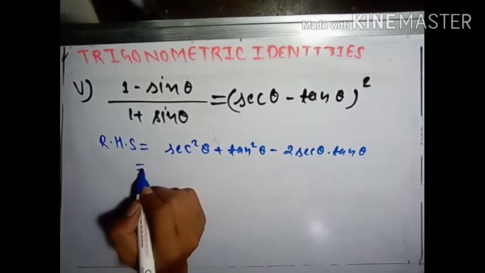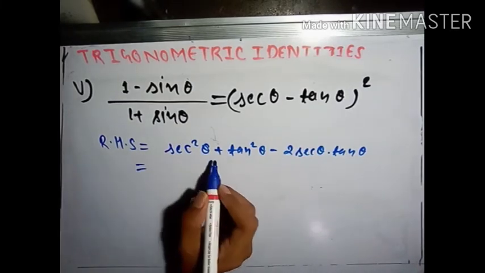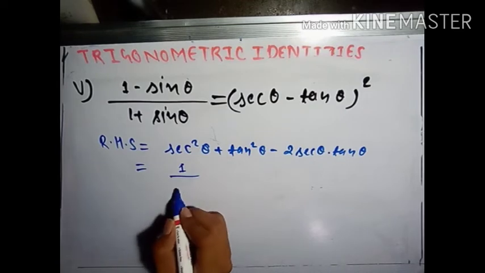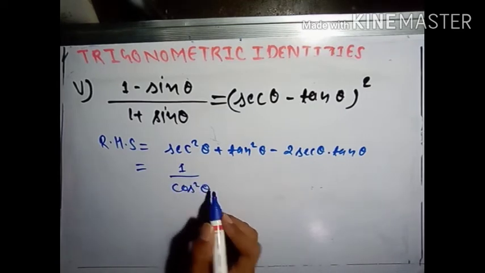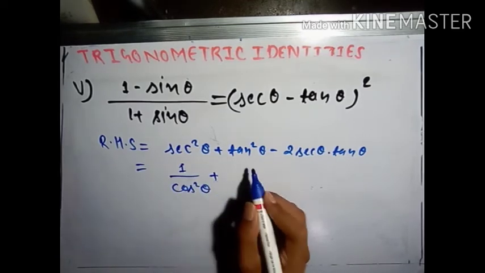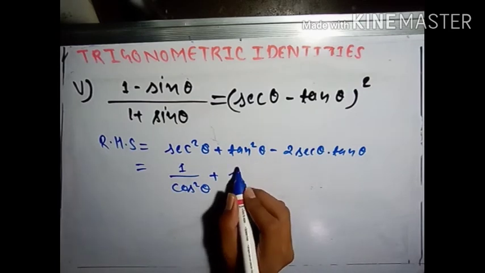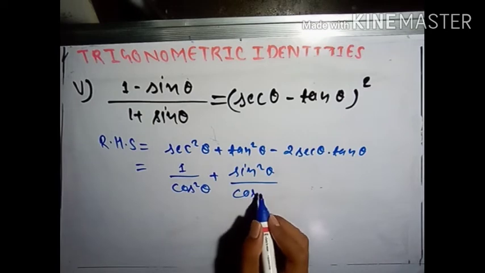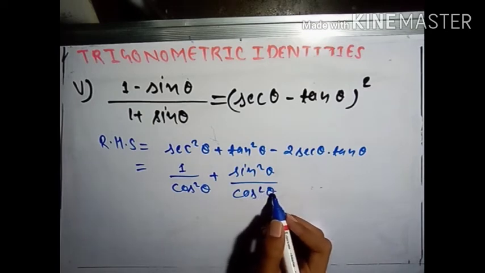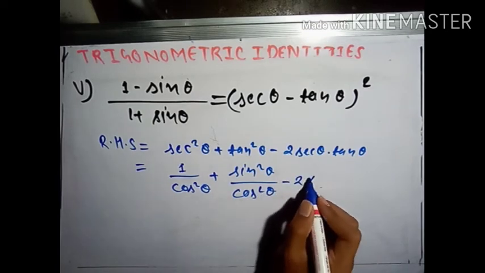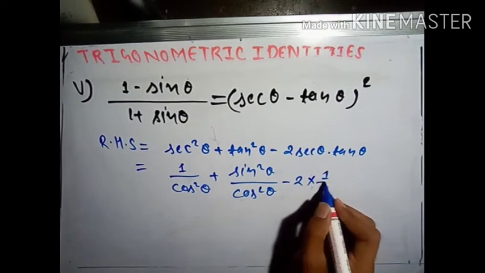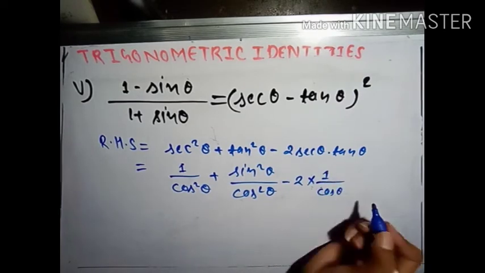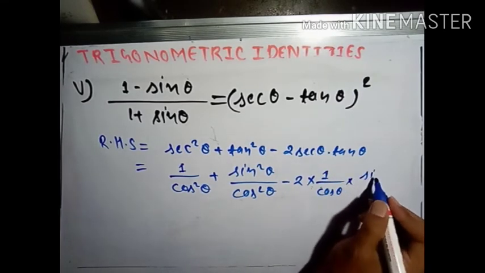Look how. So sec square theta is what? 1 upon cos square theta, plus tan square theta is what? Sine square theta upon cos square theta, then thereafter minus 2 into 1 upon cos theta into sine theta upon cos theta.